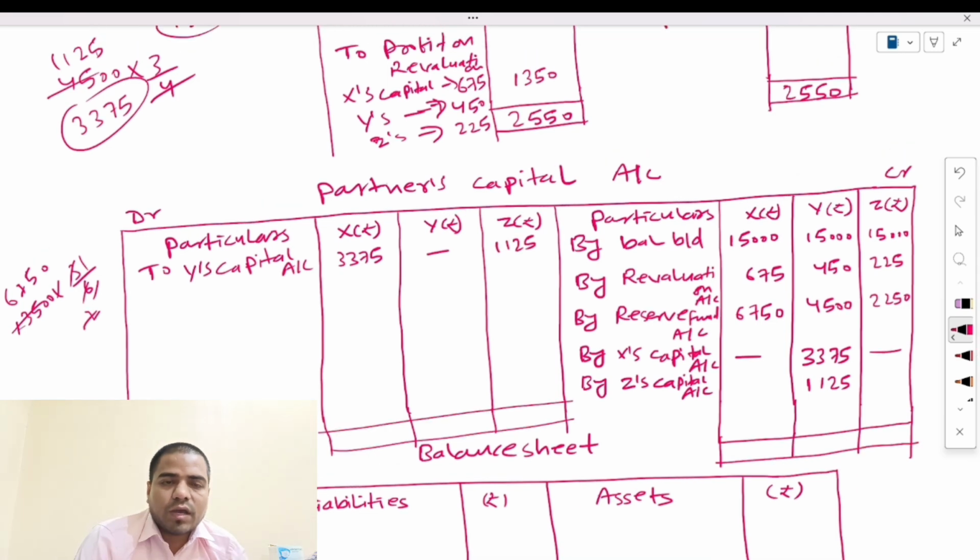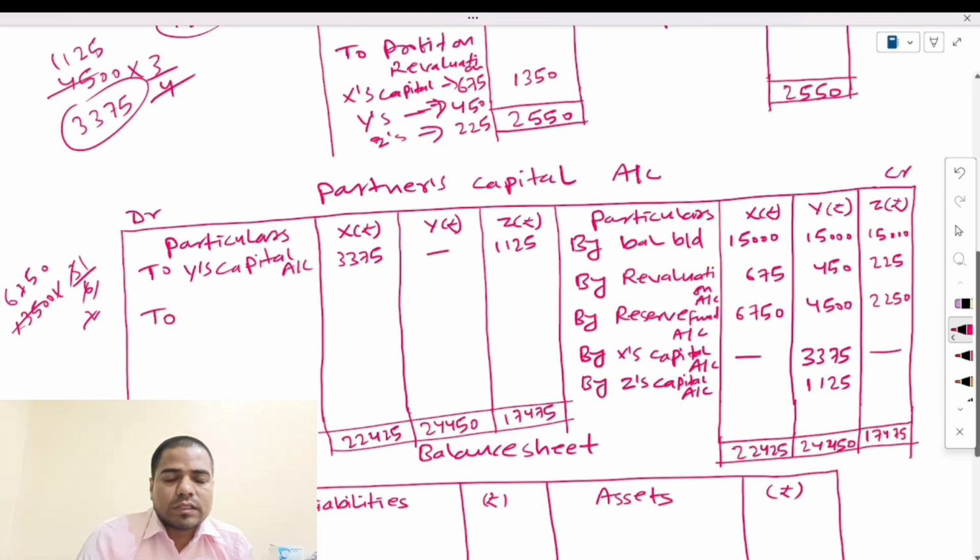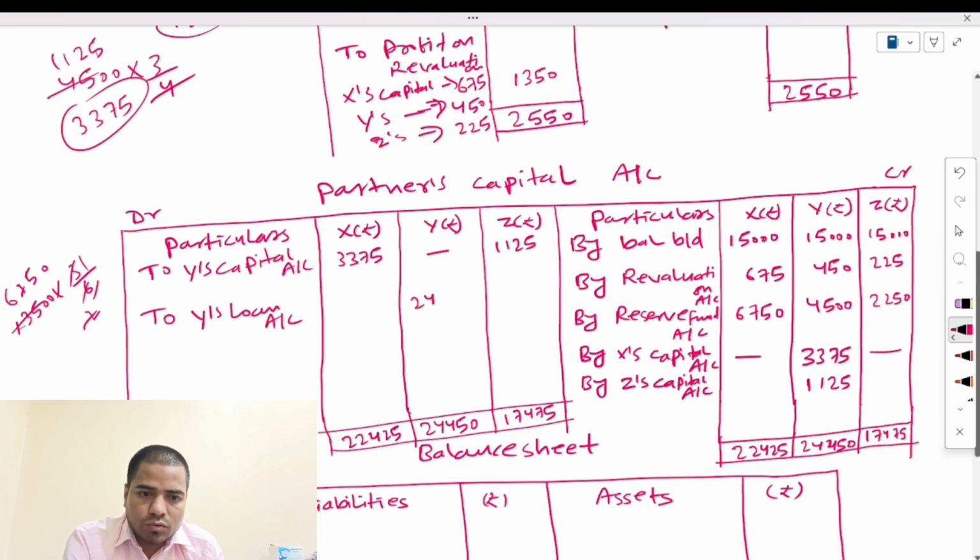Now we have to close this partners' capital account because all the things we have already provided. So here what will be the total balance? This is the total balance of all the partners. Now we have to make a balancing figure. For the retiring partner, nothing is mentioned about their payment. So all the amount of the retiring partner will be transferred to their loan account. We will write here to Y's loan account 24,450. And now we have to create the balancing figure to balance c/d.